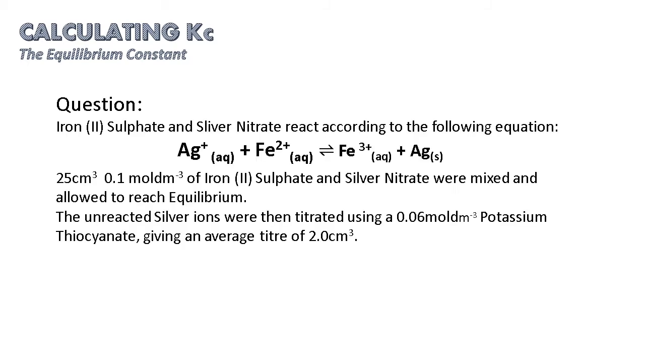Here we have a question. Iron 2 sulfate and silver nitrate react according to the following equation. 25 cm³ of 0.1 mol dm⁻³ iron 2 sulfate and silver nitrate were mixed and allowed to reach equilibrium. The unreacted silver ions were then titrated using a 0.06 mol dm⁻³ potassium thiocyanate solution, giving an average titer of 2 cm³.